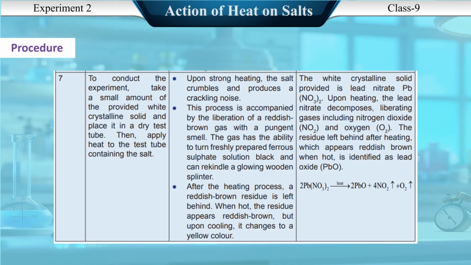After the heating process, a reddish-brown residue is left behind. When hot, the residue appears reddish-brown, but upon cooling, it changes to a yellow color. The white crystalline solid provided is lead nitrate, Pb(NO3)2. Upon heating, the lead nitrate decomposes, liberating gases including nitrogen dioxide and oxygen. The residue left behind after heating, which appears reddish-brown when hot, is identified as lead oxide.